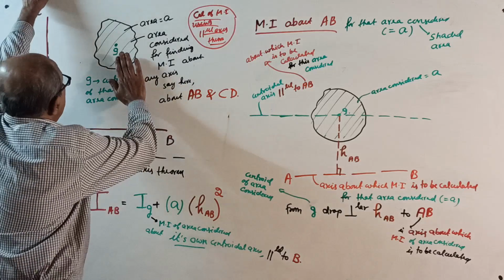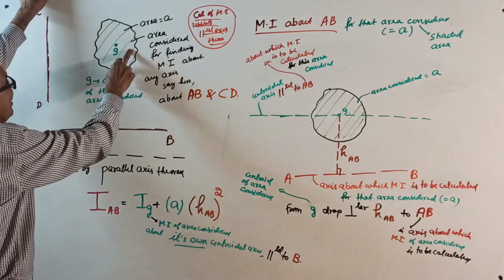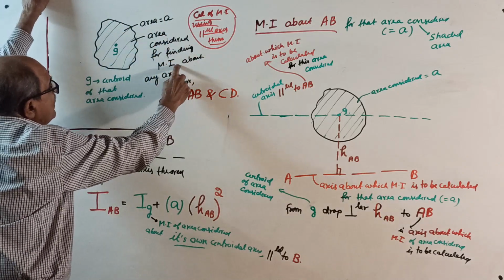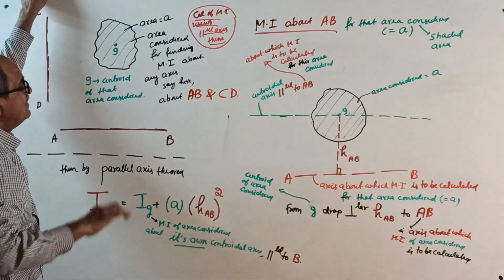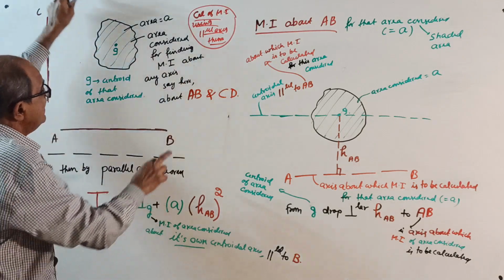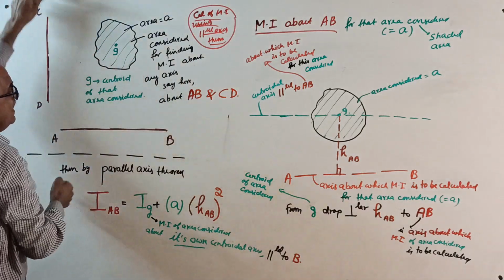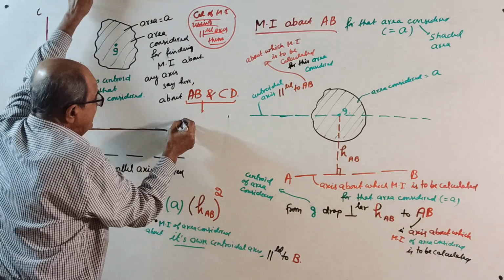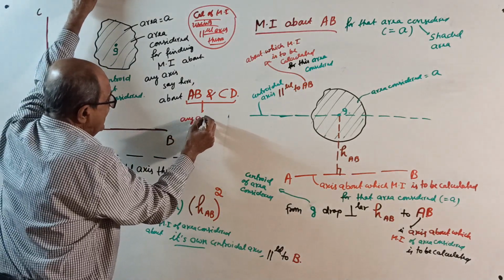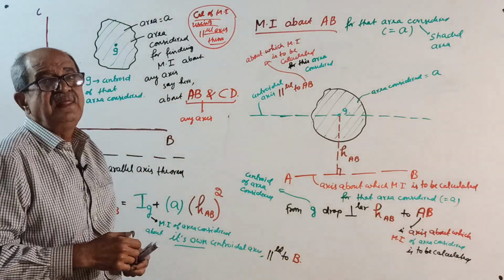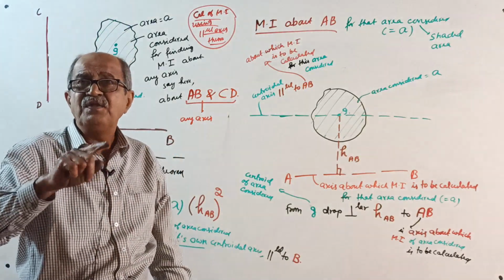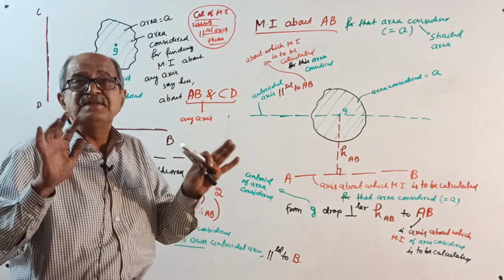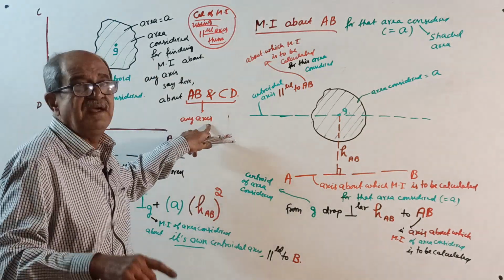See, this green area is A, the area considered for finding the moment of inertia about any axis, say here about AB and CD. Make a note here: AB and CD are any axis. Later, they can be the centroidal axis for the entire lamina. This is not the entire lamina; this is only the considered area. I will explain more clearly later.